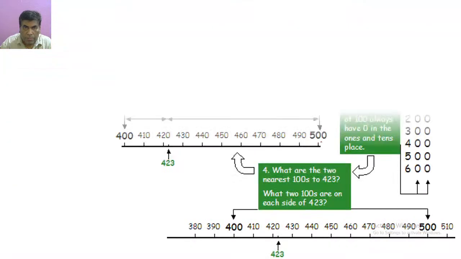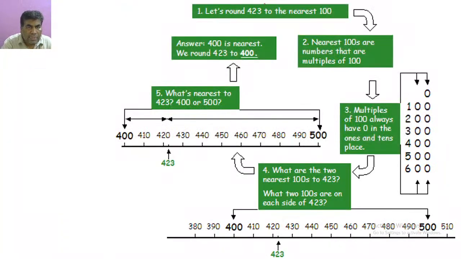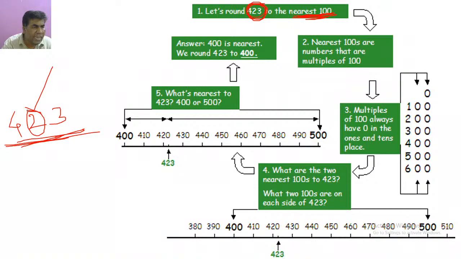Okay, let's see one example. Let's see the number here. They have given 423. We have to round it off to the nearest 100. What is the given number? 423. For rounding it off to the nearest 100, what do we have to see? We have to see the digit in the tens place. Okay, 423.